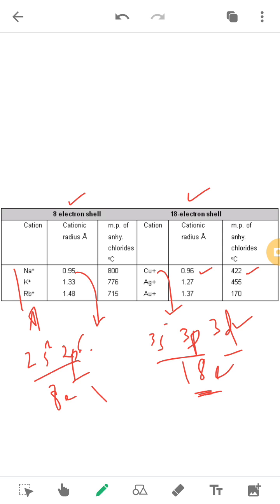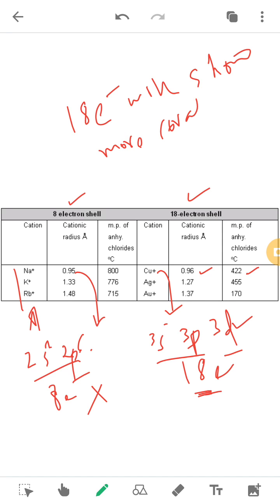Such is not the case with Na+. They don't have 18 electrons, they don't have the d electrons. Okay. So the ones having 18 electrons will show more covalent character, because they can deform the anions more easily.